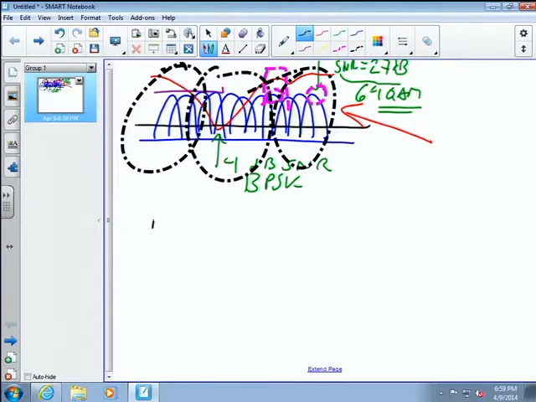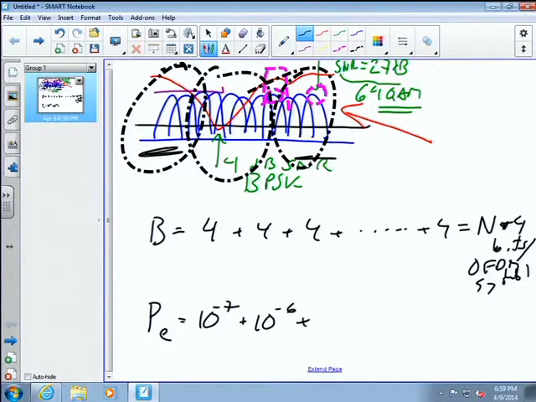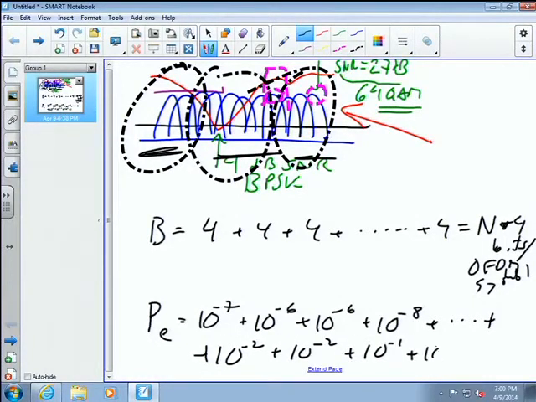Okay, so the bit rate: how many bits are 16 QAM? 4. So you have 4 plus 4 plus 4 plus 4. Theoretically, if we have n subcarriers, you would have n times 4 bits per OFDM symbol. Not bad. Now, what's the problem? Probability of error. Because each one is an independent narrowband transmission, the guys that are doing well have 10 to the minus 7, 10 to the minus 6, 10 to the minus 6, 10 to the minus 8. Now combine it with the bad guys: 10 to the minus 2, 10 to the minus 2, 10 to the minus 1, 10 to the minus 3, that's a good one.